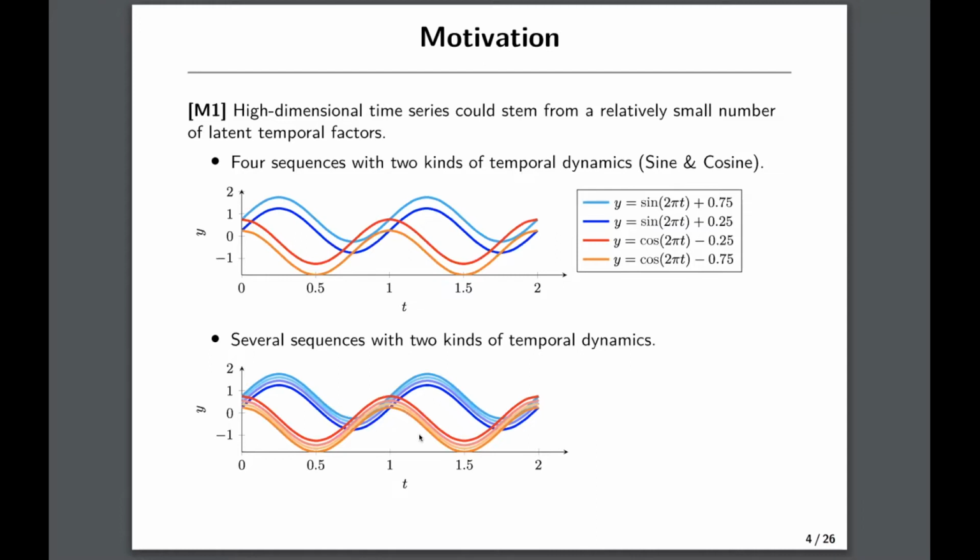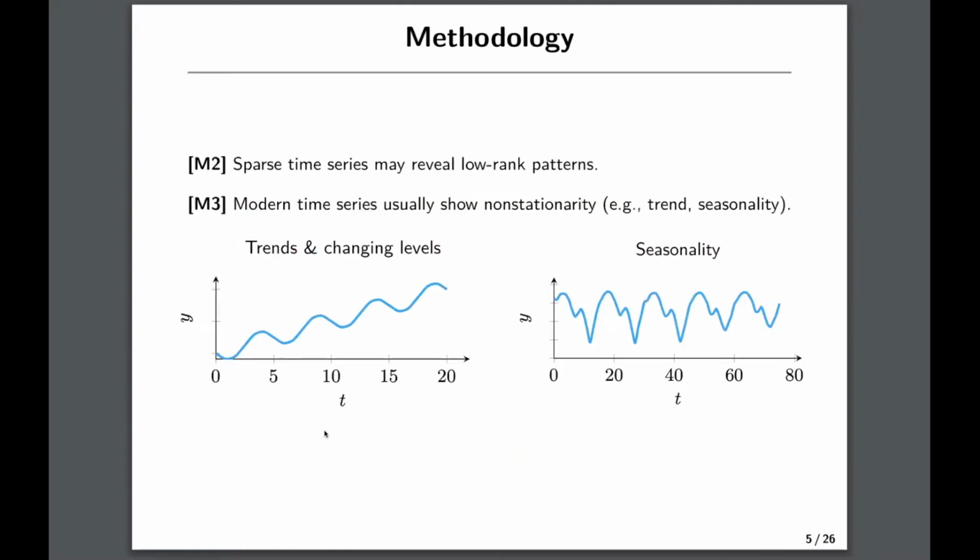Another example is given here. In this example, we have several sequences with 2 kinds of temporal dynamics. Sorry, one is from a sine function and another is from a cosine function. The second motivation is that sparse time series data may reveal low-rank patterns. So we can use matrix factorization and tensor factorization in machine learning problems for reconstructing missing values.